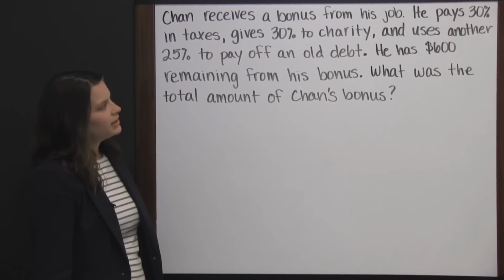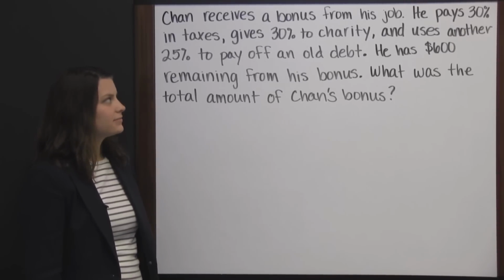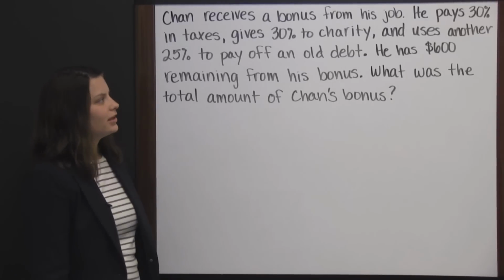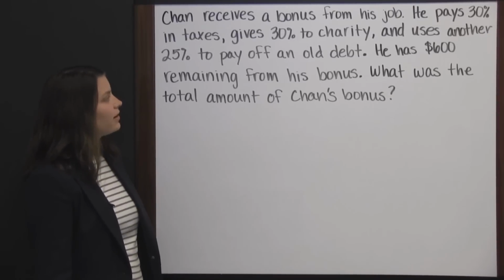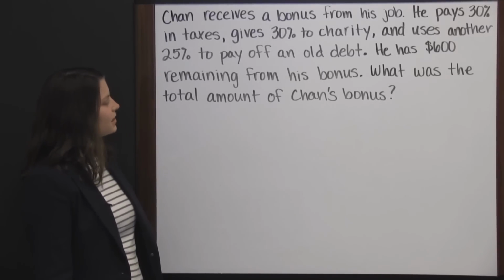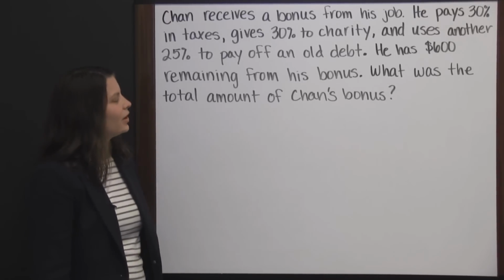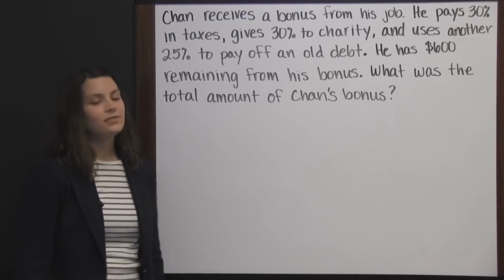Chan receives a bonus from his job. He pays 30% in taxes, gives 30% to charity, and uses another 25% to pay off an old debt. He has $600 remaining from his bonus. What was the total amount of Chan's bonus?